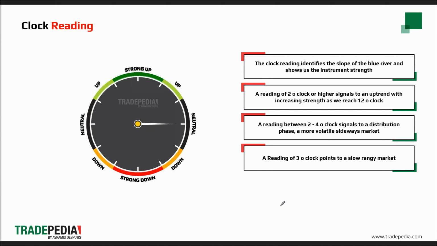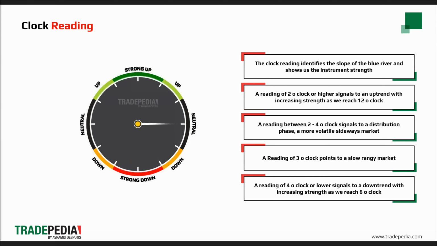The clock reading identifies the slope of the blue river and shows us the instrument strength. A reading of 2 o'clock or higher signals an uptrend with increasing strength as we reach 3 o'clock. So this is how you read whether it's trending upwards or downwards. A reading of 4 o'clock or lower signals a downtrend with increasing strength as we reach 6 o'clock. In general, this clock reading identifies when the trend is strengthening or weakening.